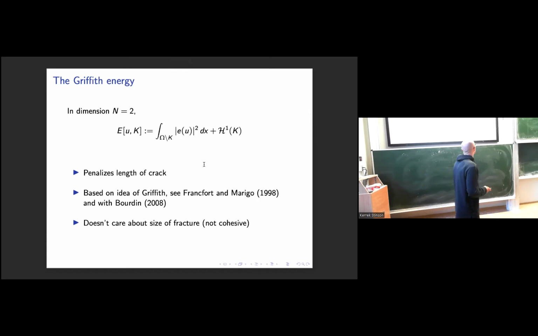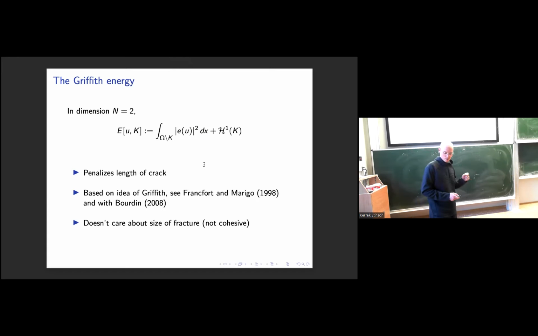One of the other things to note about the model that we're interested in is it doesn't care, if you take a rock and you smash it on the ground and then you have your friend run off with half the rock, it doesn't matter how far away your friend runs, the energy is the same. So the material is not cohesive. There's nothing gluing together the two sides. Once you've broken, it's broken.